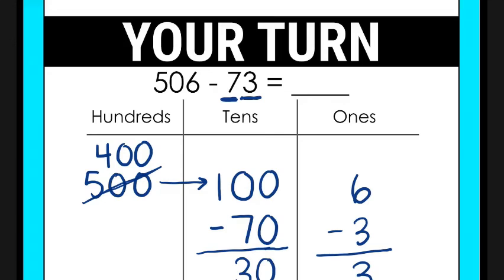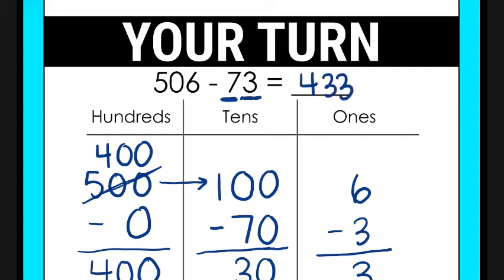Now let's go to my hundreds. Do I have any hundreds to take away? I don't, so we can take away 0. So I have 400 minus 0, and that equals 400. So let's take our difference and write it into standard form. 506 minus 73 equals 433.